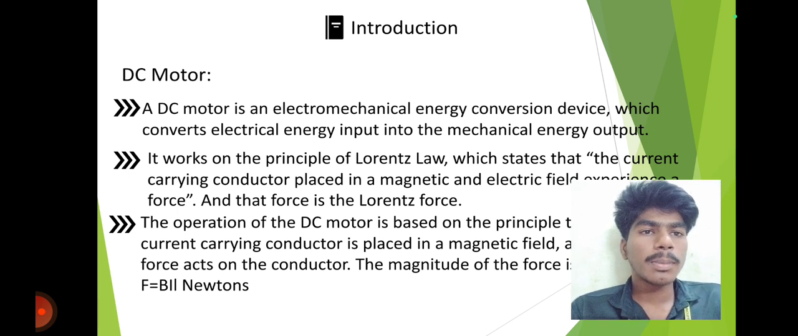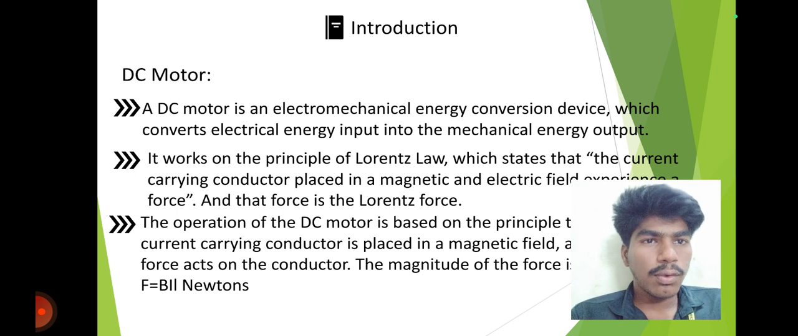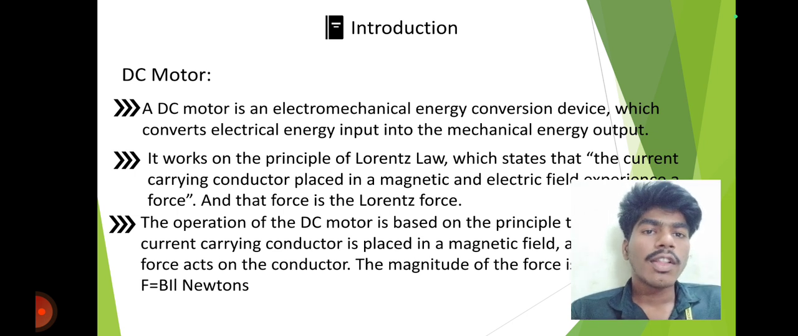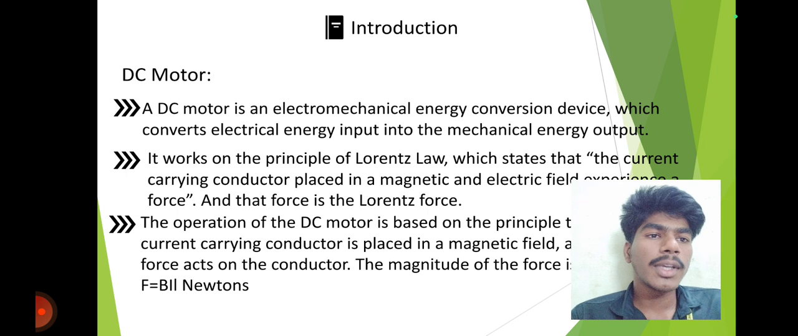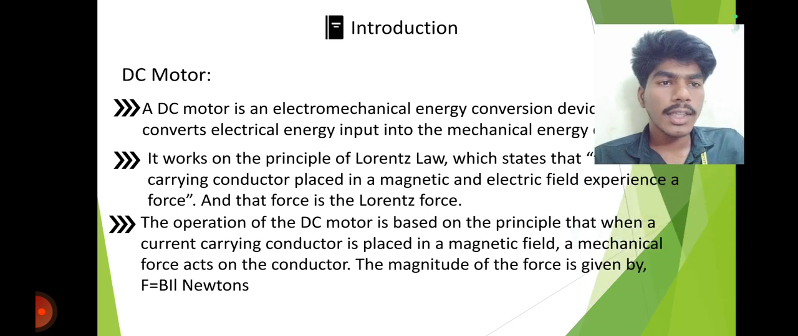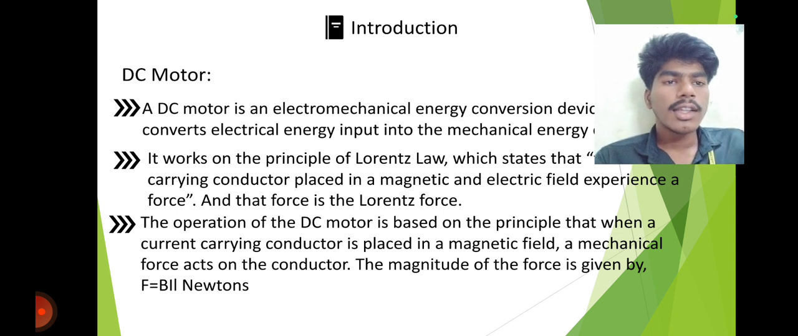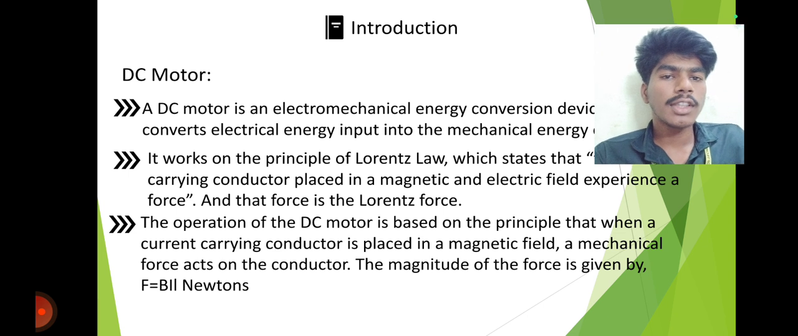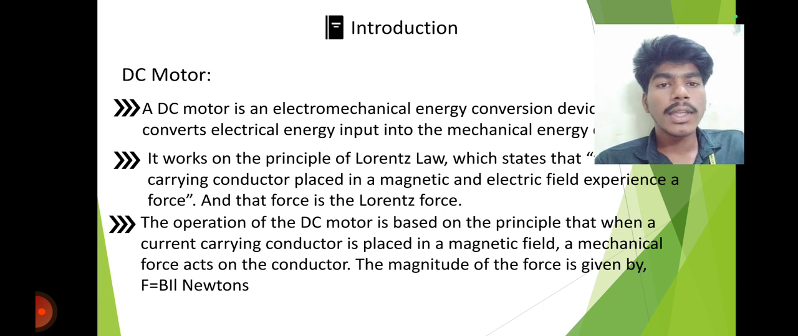It works on the principle of the Lorentz law, which states that a current carrying conductor placed in a magnetic and electric field experiences a force. That force is the Lorentz force. The operation of DC motors is based on the principle that when a current carrying conductor is placed in a magnetic field, a mechanical force acts on the conductor. The magnitude of the force is given by F equals B.